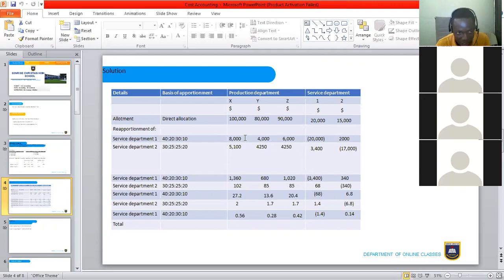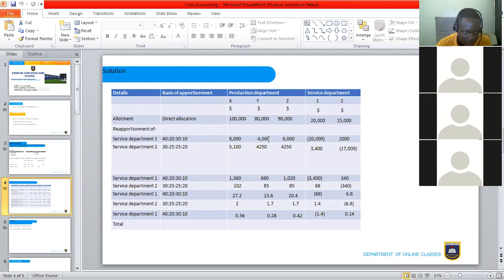Aberinga, did you also get 8,000? Or you're not going for your calculator? Yes, sir. Sir, I'm done. I had 8,000. Okay, that's good. Then let's move on. From the question, we've been given 20% for production department Y.